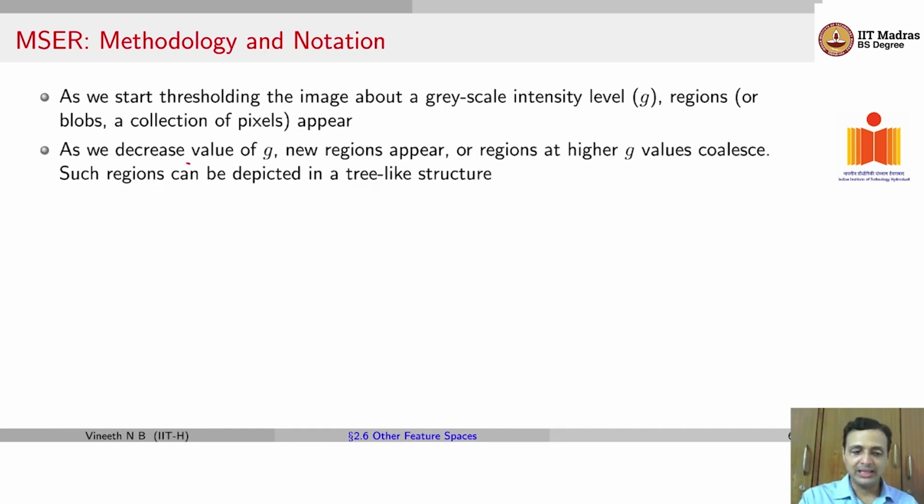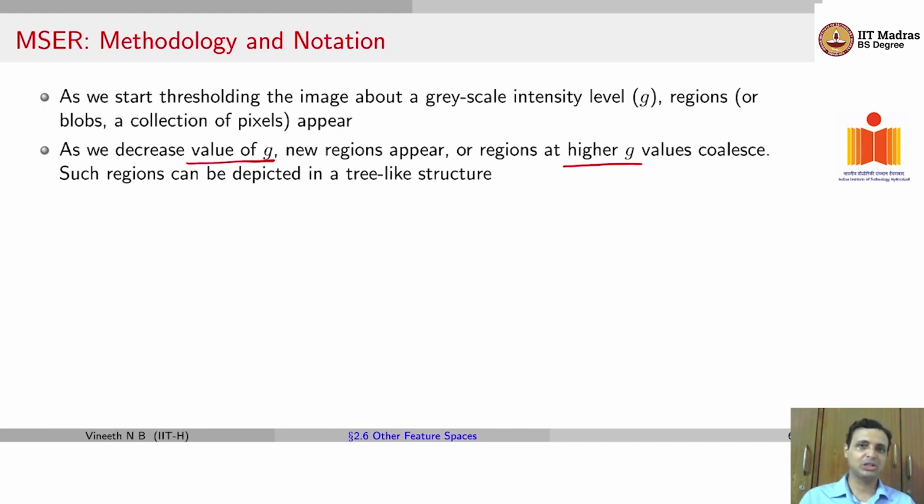As you increase or decrease the value of G, whatever it be, in this case, if you decrease the value of G, newer regions would start appearing. If you decrease the value of G, you're now giving a lower threshold for considering regions to be white and the rest of them to be black. So there will be more regions that start appearing with white pixel values in the thresholded image. And if you increase G, things would start coalescing, and these regions that get developed as you keep changing G values can be depicted in a tree-like structure.